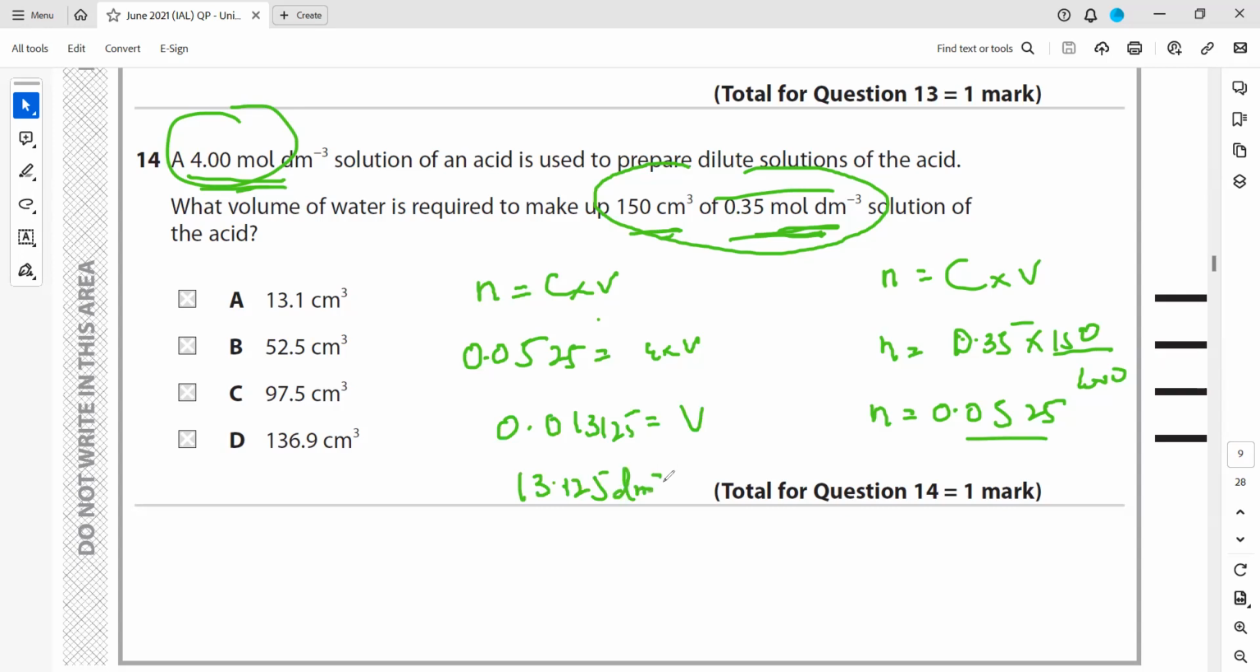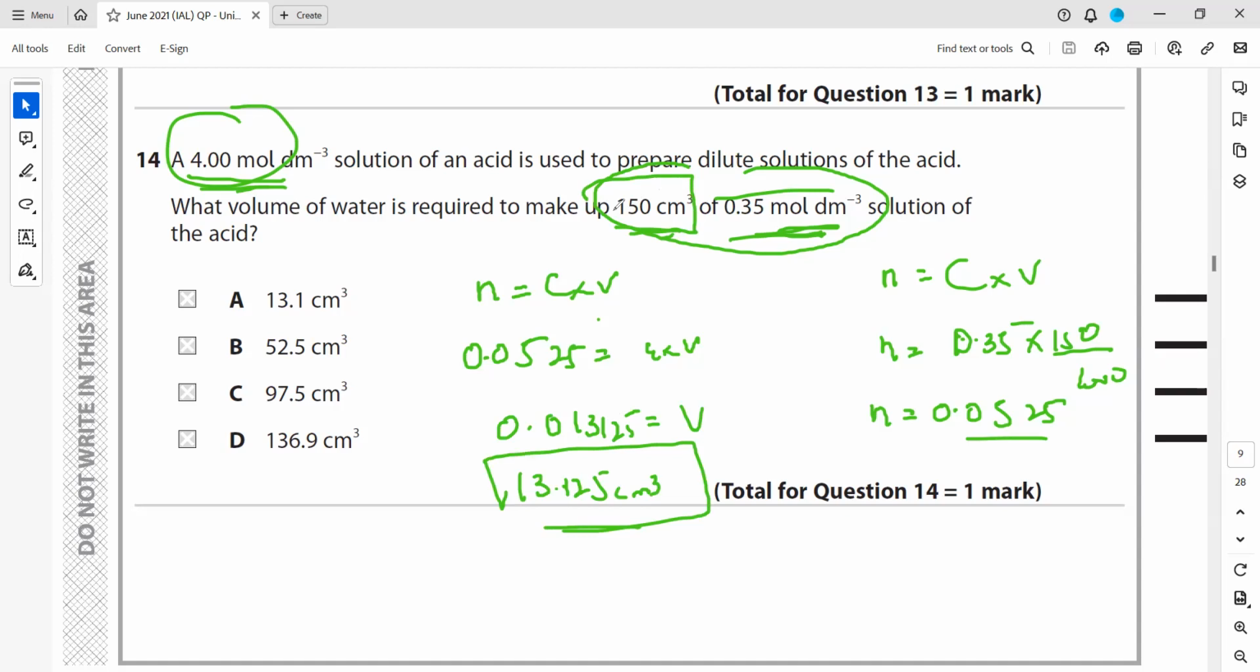So the original solution is 13 point. This was in dm cube. We multiply by 1000 to convert into cm cube. So this was the original solution volume, and this is the new solution, 150. So the question is, how much water must be added? Because the original solution had a volume of 13.125 and the new solution has a volume of 150.